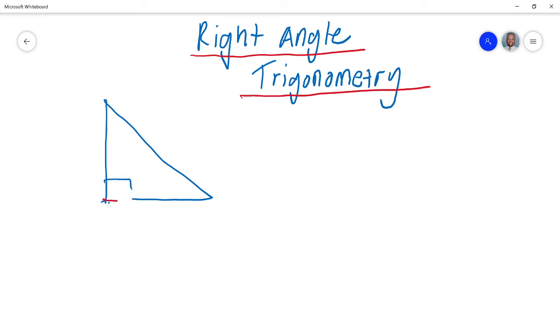I'm just going to continue that point here. By now we can identify that is my hypotenuse. So what I'll do is I'll put a key there. H stands for hypotenuse.